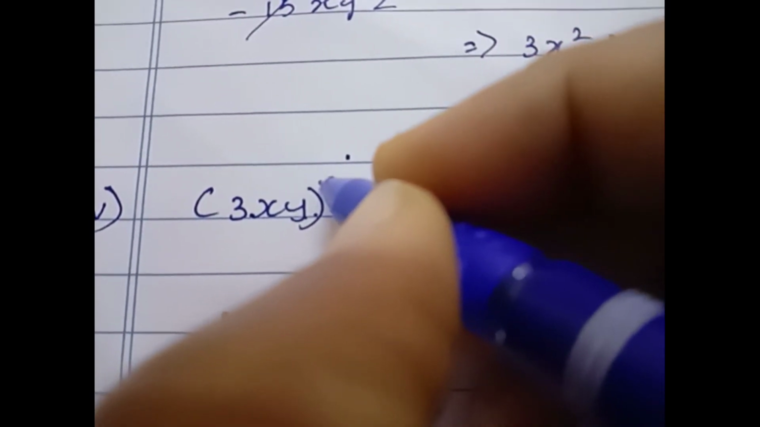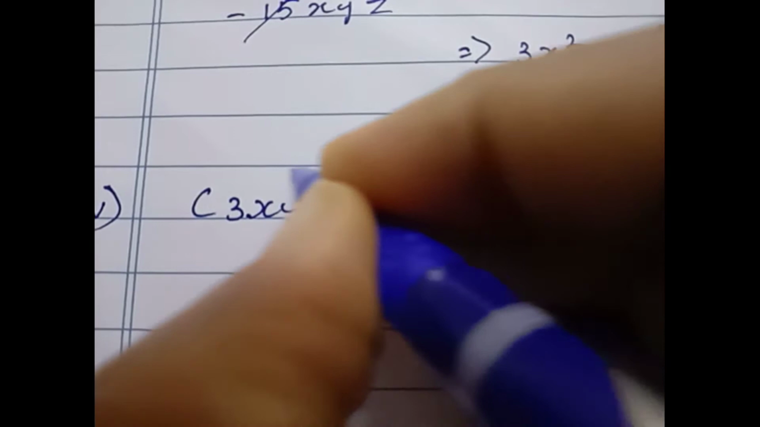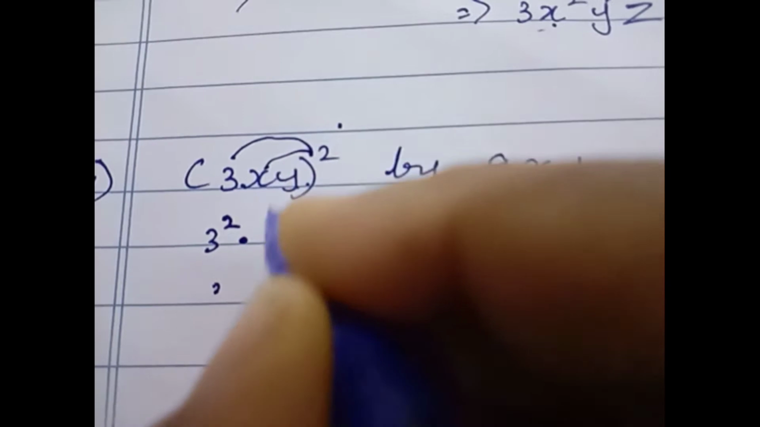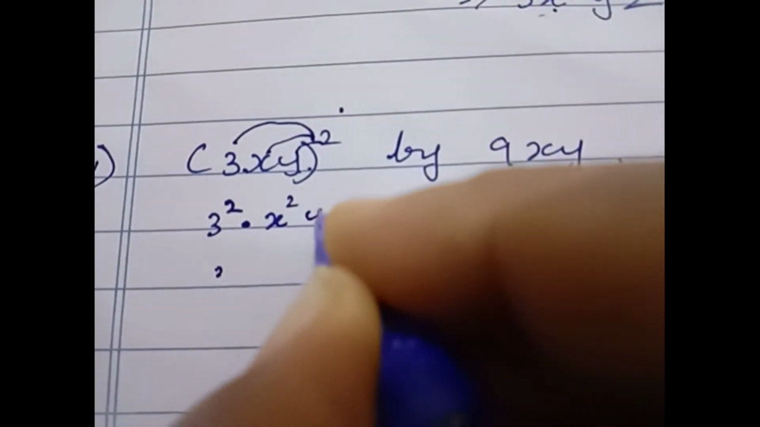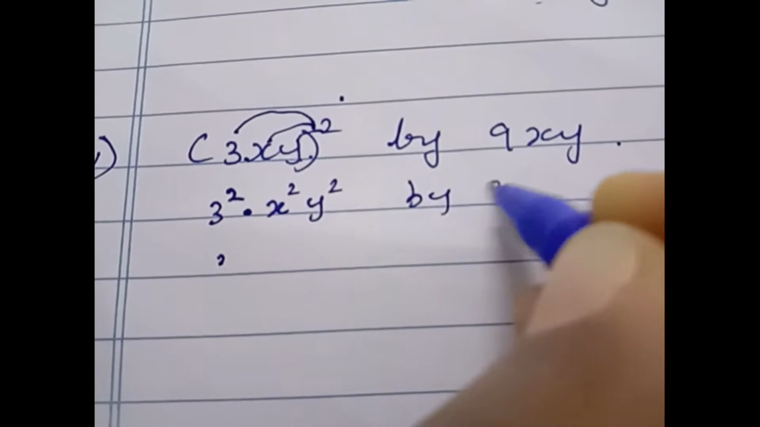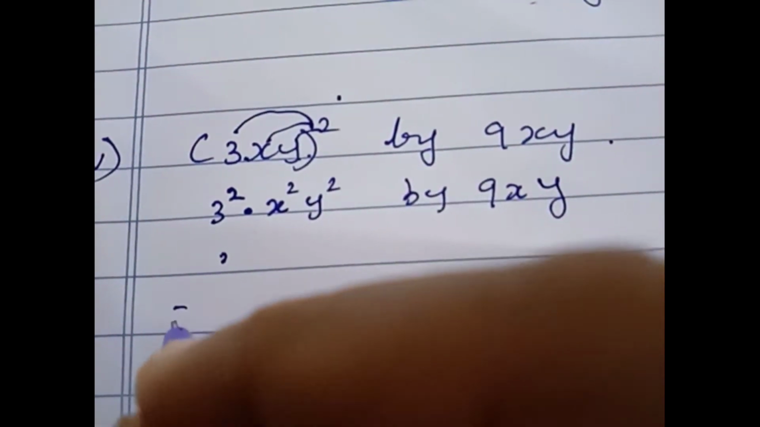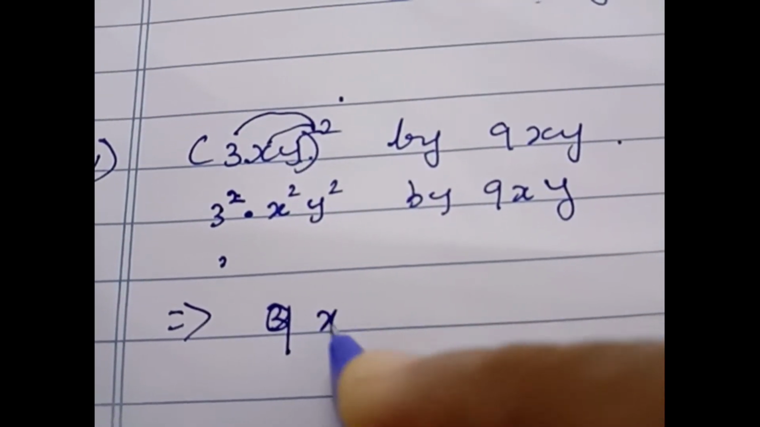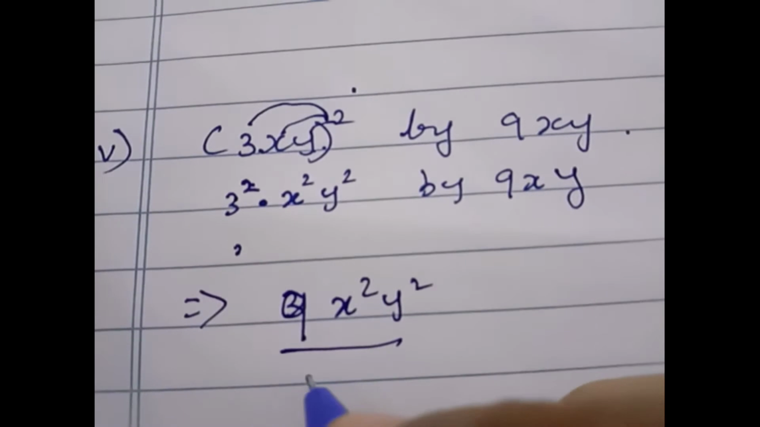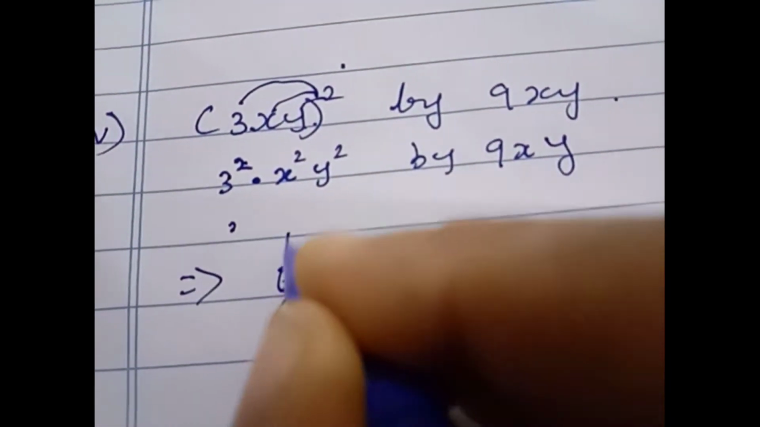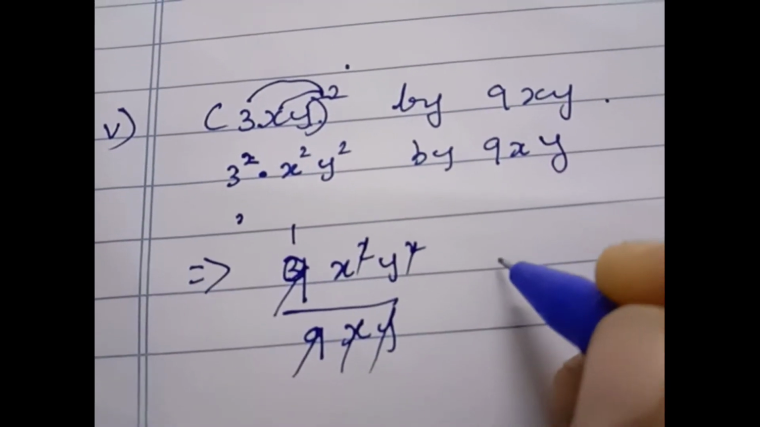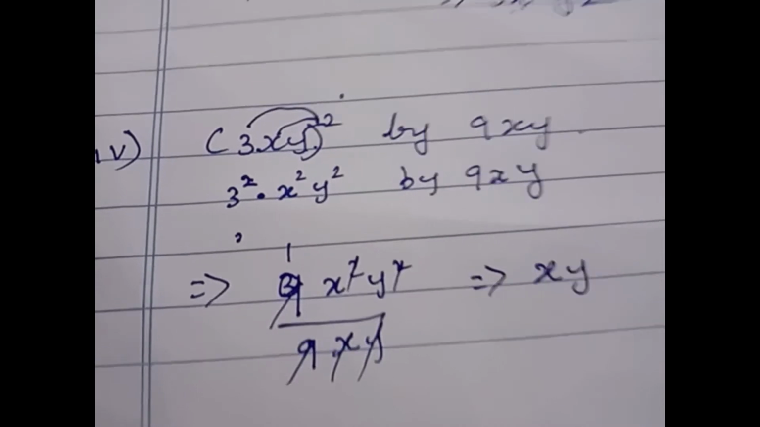If they give a whole power 2, you have to multiply the power with the exponent, that is 3 power 2 into x power 2 into y power 2 by 9xy, which is equal to 3 into 3 is 9 x square y square by 9xy. 9 ones are 9, then x power 2 minus 1 is 1, again 2 minus 1 is 1. So your answer is xy.